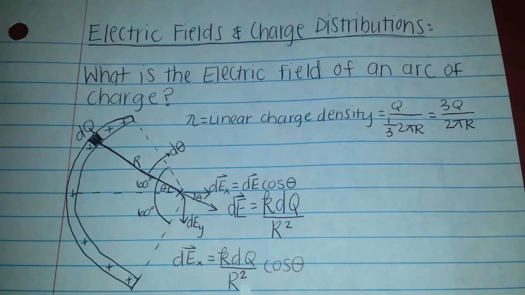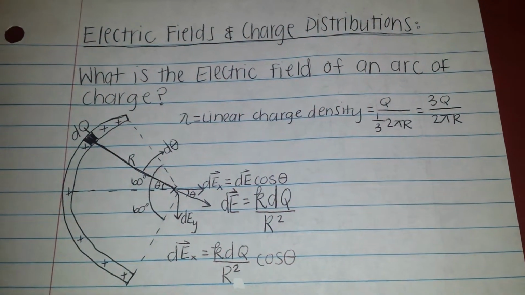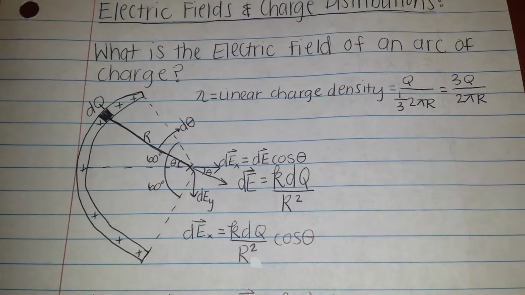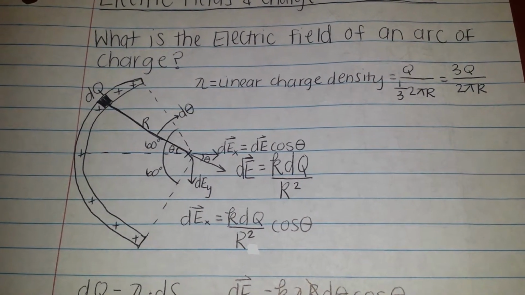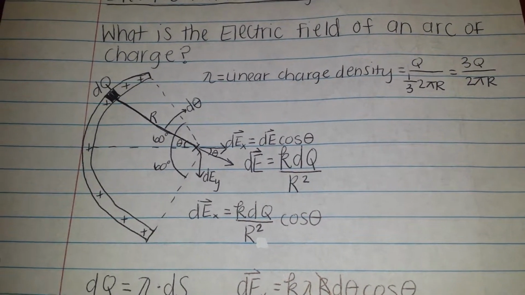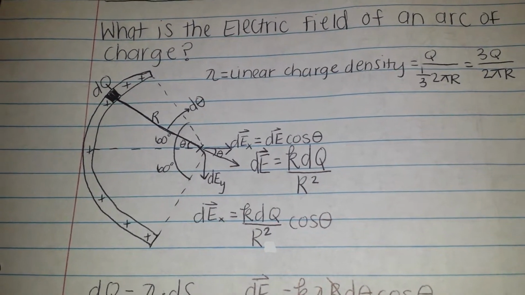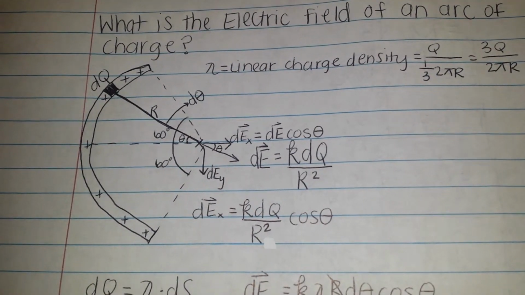This is a problem on electric fields and charge distributions. We have an arc here with positive charge distributed along the arc. The observation location is at the center of the arc, and it's 120 degrees.